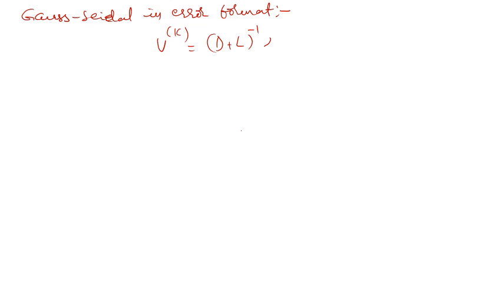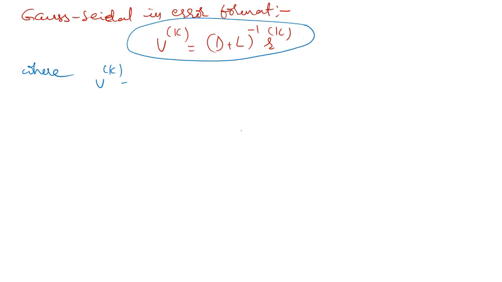Now, Gauss Seidel in error format. What is the formula for Gauss Seidel in error format? vk equals (D plus L) whole inverse times r to the power k, where vk is nothing but x(k+1) minus xk, and rk is nothing but b minus A xk. That's it. Remember this, right?